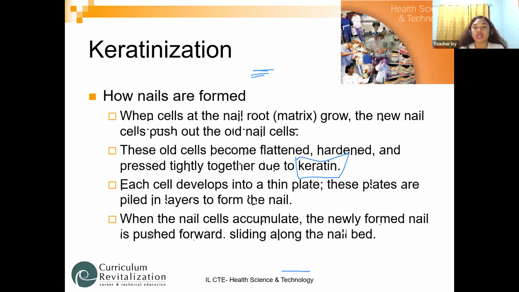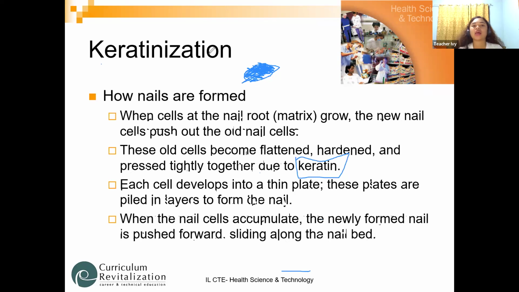Next, when the nail cells accumulate, the newly formed nail is pushed forward, sliding along the nail bed. It means that when a lot of cells are accumulated, these cells would tend to push the newly formed nails forward, sliding along the nail bed. So if, say, for example, this is the nail matrix, under it is the nail bed. When a lot of cells are accumulated, they will tend to pile up. This pile of cells will be flattened, and when it is all accumulated and formed, then it would be pushed out. When it is pushed out, that is when the nail is developed.